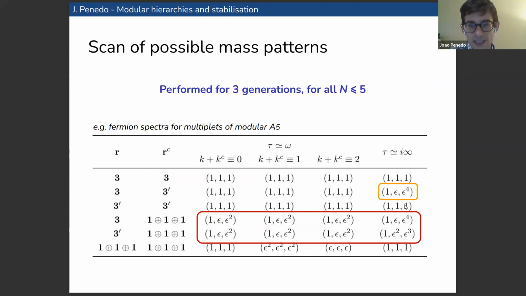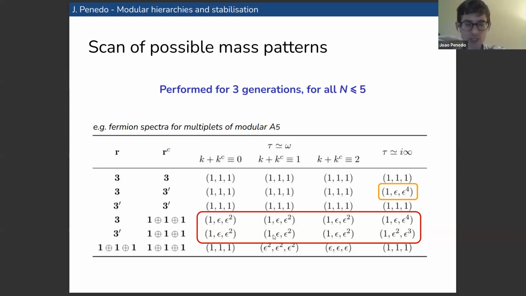It turns out that either your spectrum is a degenerate spectrum, or it's this one where it's 3 with 3 prime, or it's a triplet and 3 singlets. A5 only has 1 singlet, right? So what you can do is this. Maybe you can ask, but A5 prime, the double cover, has doublets. Well, but if you include doublets and the singlets, there is a selection rule, they don't mix, and you get problems with the mixing, both for quarks and for leptons.